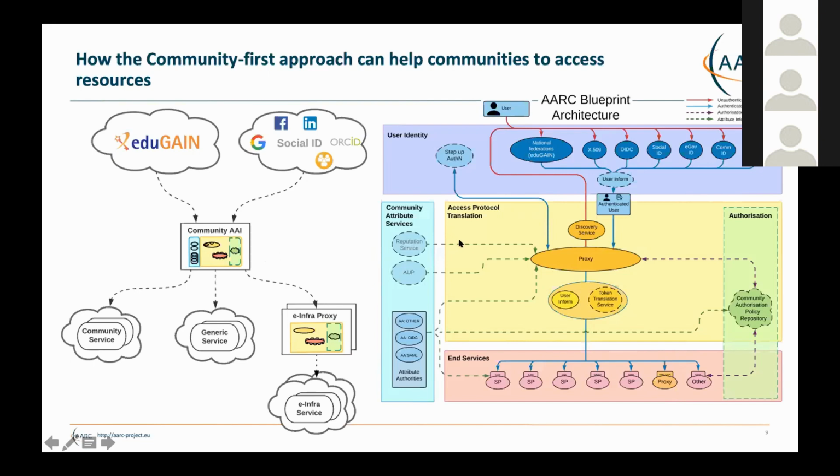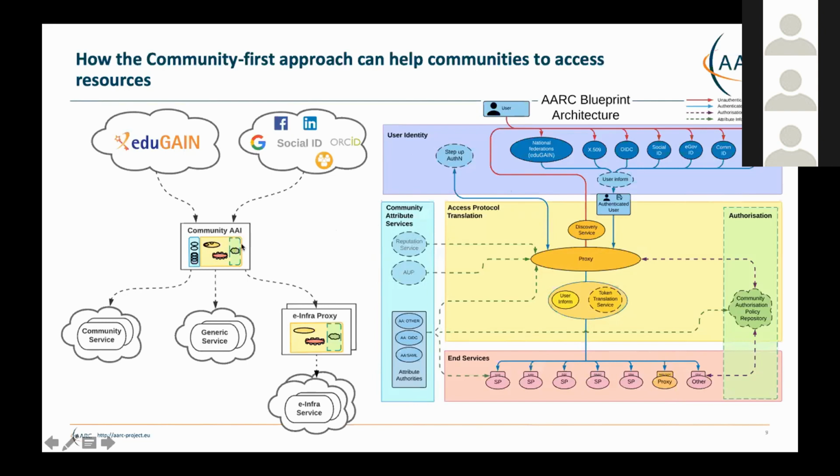AARC Blueprint Architecture. So as you can see in this slide, where we have the two diagrams side by side, we have the eduGAIN identity providers, social media, and so on, which can be directly mapped to the user identity layer that we see in the functional view of the AARC BPA. Then at the center, there is the community AAI, which enables the use of community identities for accessing resources.